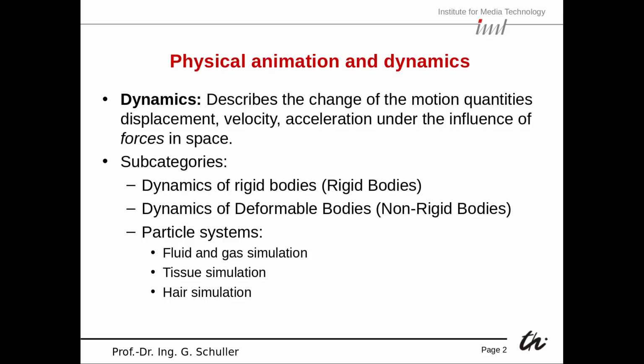So, physical simulation is needed for physical animation and dynamics. And these dynamics describe the change of the motion quantities, displacement, velocity, acceleration under the influence of forces in space, for instance, gravity. Right? If we have an object and we let it fall, then it is accelerated according to gravity. And that's something that we can simulate in our animation. So if you want to have a realistic animation, we also need to simulate physical properties or forces like gravity.